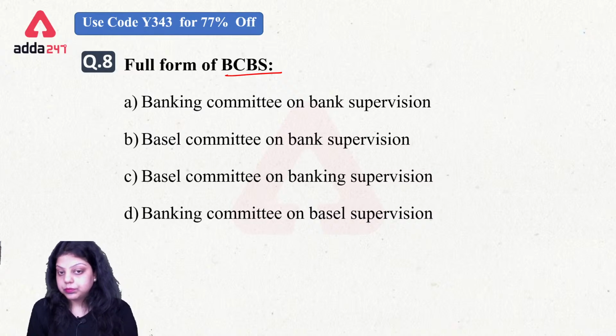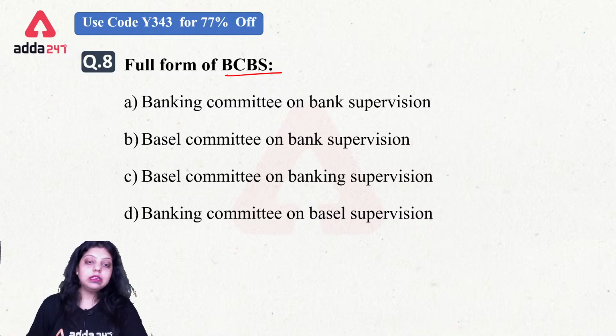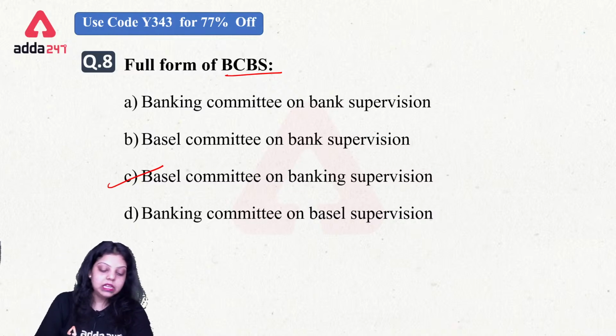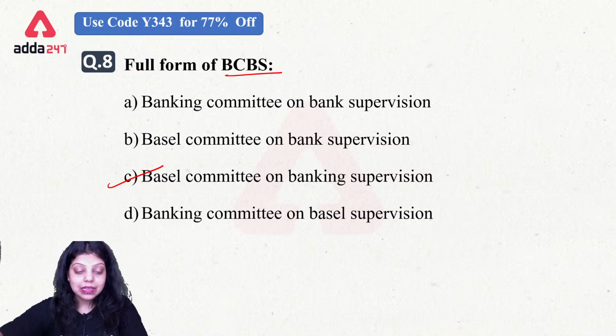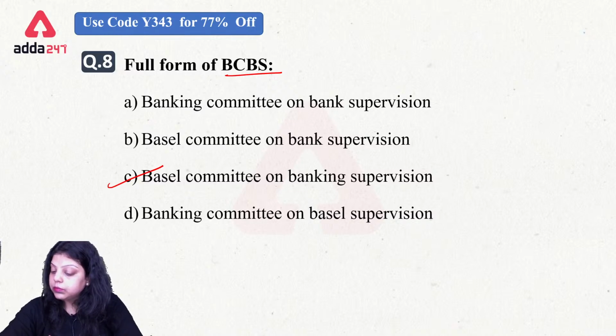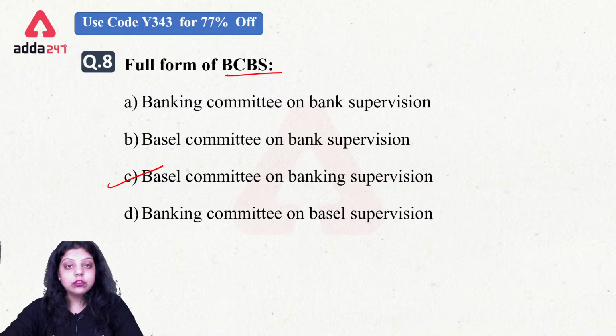The answer is C. Okay. Right. So the true full form is Basel Committee on Banking Supervision. Now the Basel Committee is a committee which provides international banking regulation norms. It provides certain regulations to the international banking system so that they will not face certain kinds of risk in the banking system at the global level. Okay. Basel Committee is not only for India, it is a global committee which gives you the international banking regulations.